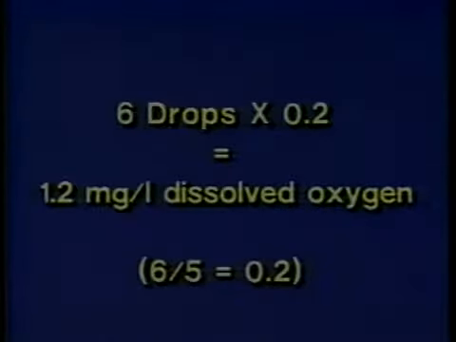So if, for example, 6 drops were added in the low-range test, the dissolved oxygen would be 6 multiplied by 0.2, which equals 1.2 milligrams per liter dissolved oxygen. Note that the same result is obtained if 6 is divided by 5.